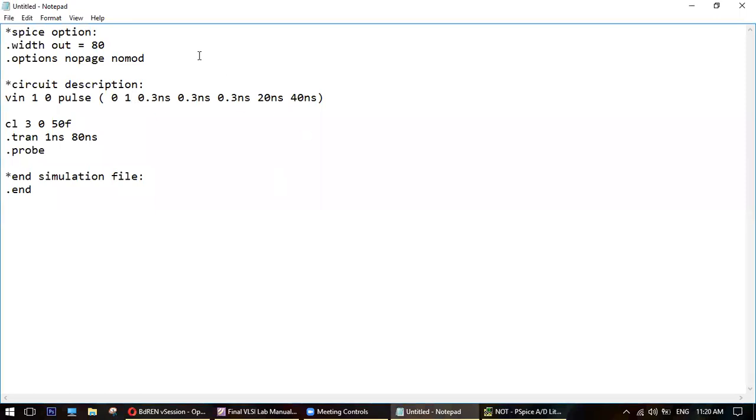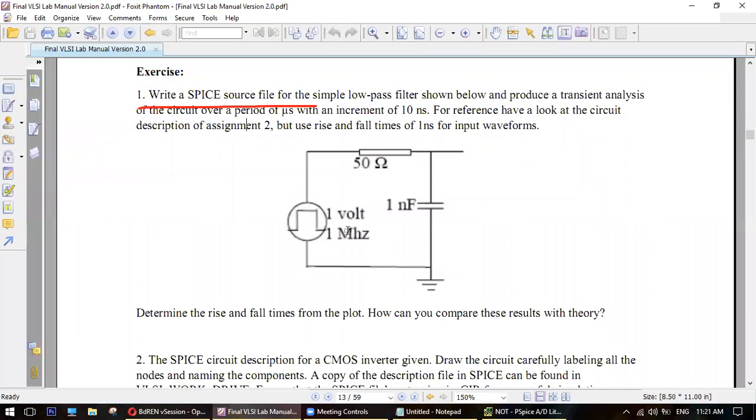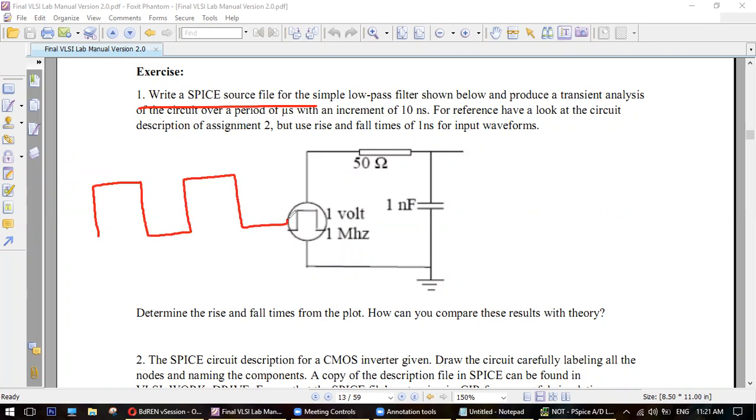And this timing will be changed. Why will it be changed? Because we have 1 volt, 1 megahertz. Remember, this is 1 megahertz. What do you mean by 1 megahertz? Your frequency is 1 megahertz, right? Yes, sir. What about your time period? That means the period.